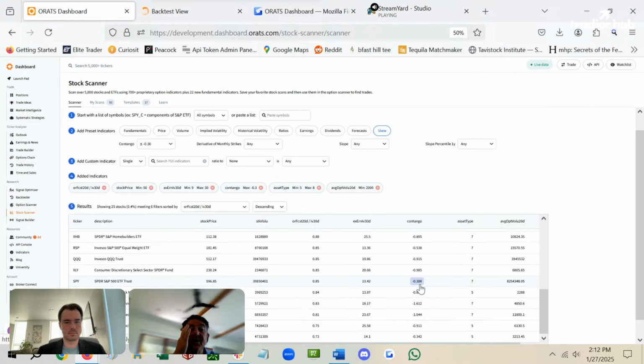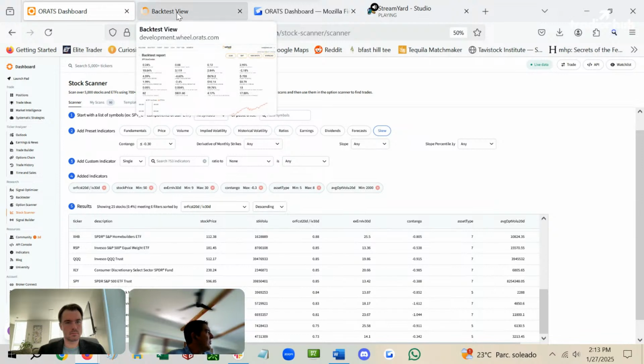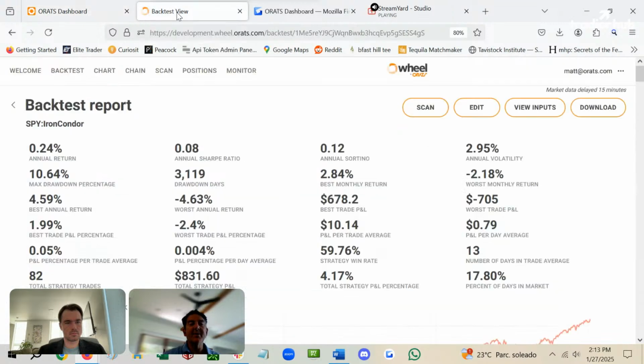So these are some ETFs that might be good candidates for some type of a calendar. And so what I like to do is then say, okay, well, we have a backtester where you could set up a calendar, and you wouldn't want to do like a call calendar or a put calendar. You'd want to do like a double calendar.